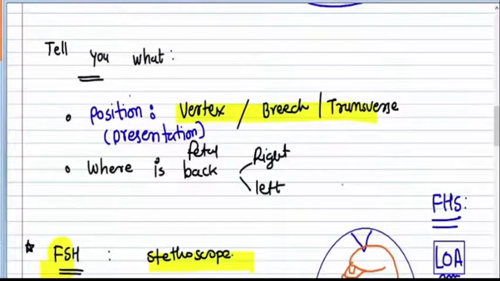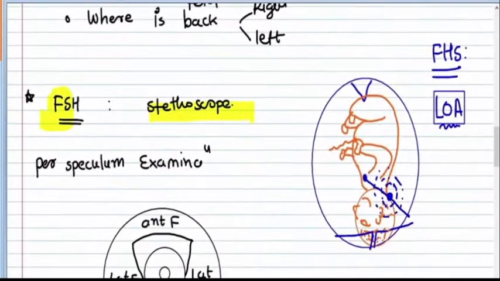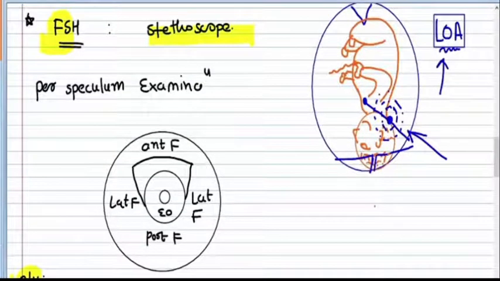The fetal heart sound is heard by stethoscope, the bell of the stethoscope. It should be first measured on LOA, that is left occipito-anterior position. It is like here in the figure, which is the most common position of FHS. Now comes the per speculum examination.